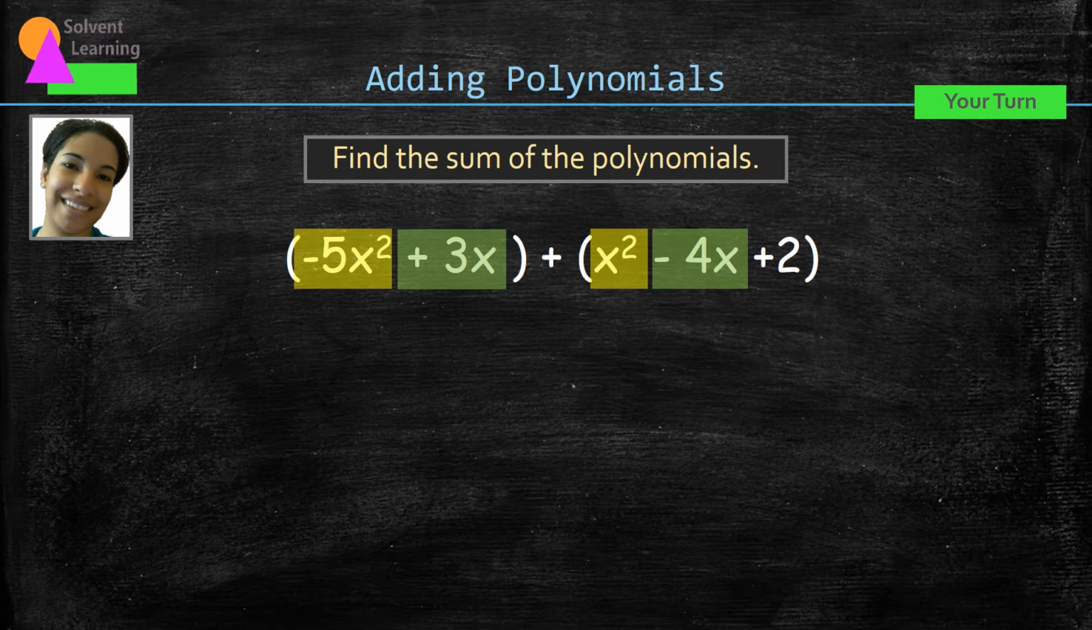To find the sum of these polynomials, we needed to identify the like terms between each set of polynomials. So we have a negative 5x squared in one polynomial and an x squared in the second one. They'll combine together. The positive 3x from the first one and the minus 4x from the second one will combine together. And then we have the plus 2 at the end of the second polynomial there. There was no constant term in the first polynomial to combine that one with, so that one will stay the same. And the final result is negative 4x squared minus x plus 2.